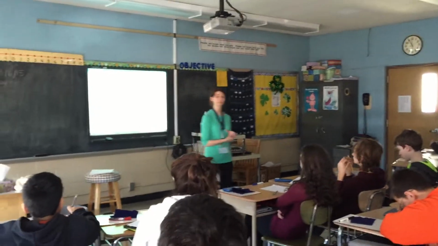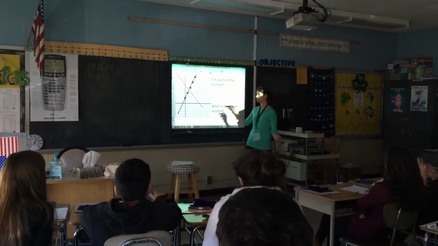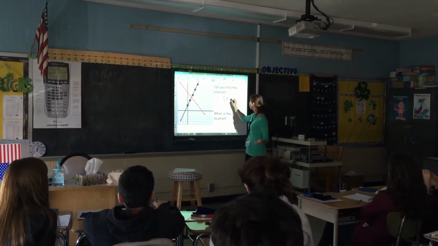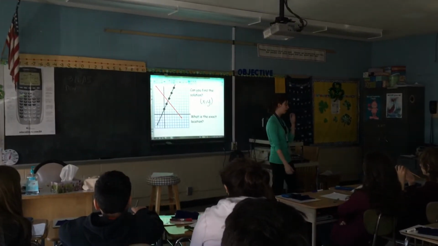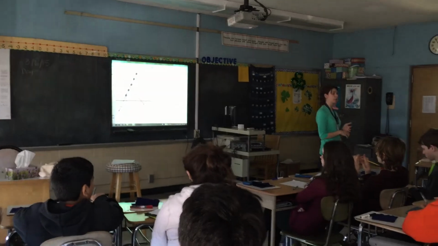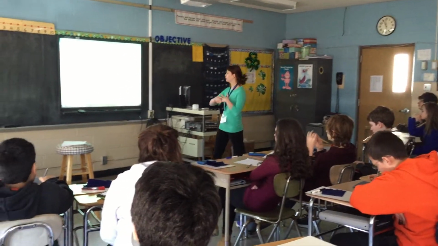Safin, you think you know? A coordinate. Okay. What would that look like? What two letters do we use? X and Y. Good. A coordinate point or an ordered pair. So Henry said that's where they cross, and Safin told us it was a coordinate point or an ordered pair.